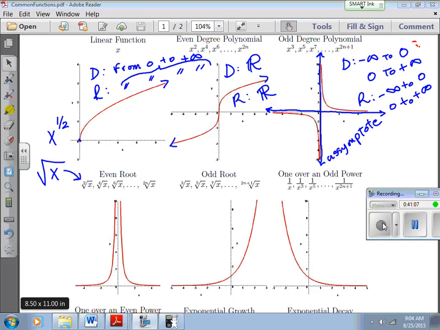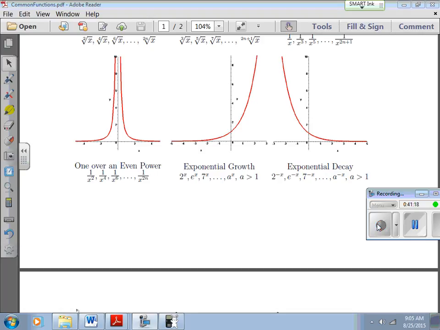We'll be getting into these types of functions. See if you guys can get the domain and the range of these three right here. While you're doing that, even powered, now these are our fractions. This is the parent function of y equals 1 over x squared, or you could say f of x is equal to 1 over x squared. Okay?